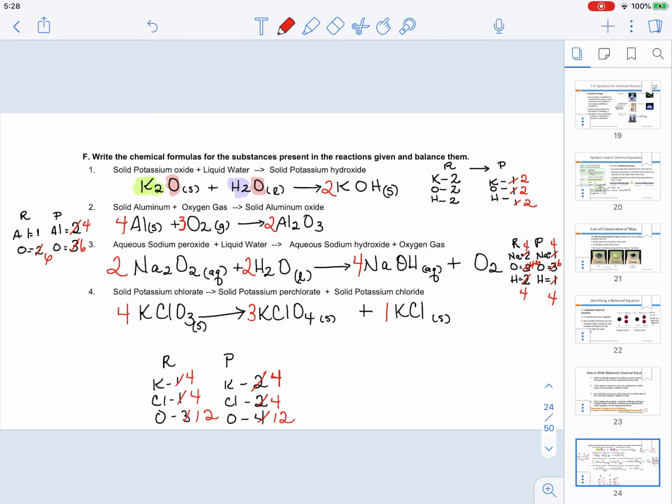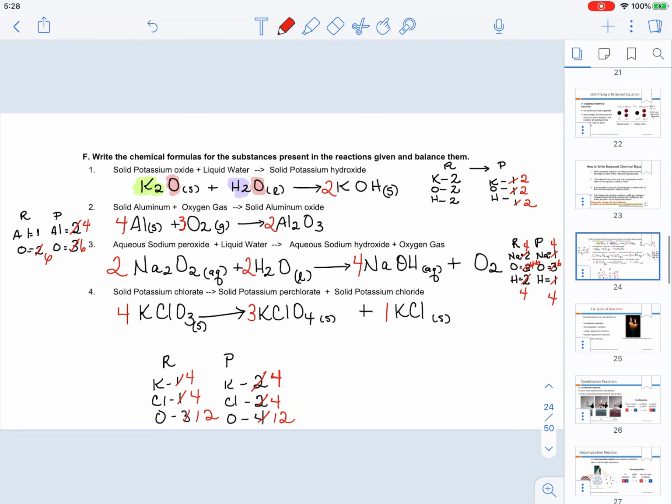It is very important to practice as much as you can balancing equations, because balancing equations, there is no set rule. It is based on trial and error. So it is very important that you do your best, that you practice as much as you can, go over the worksheets, go over problems as much as you can.